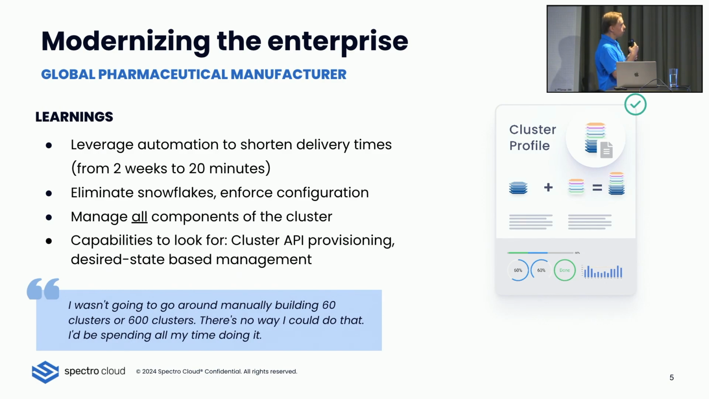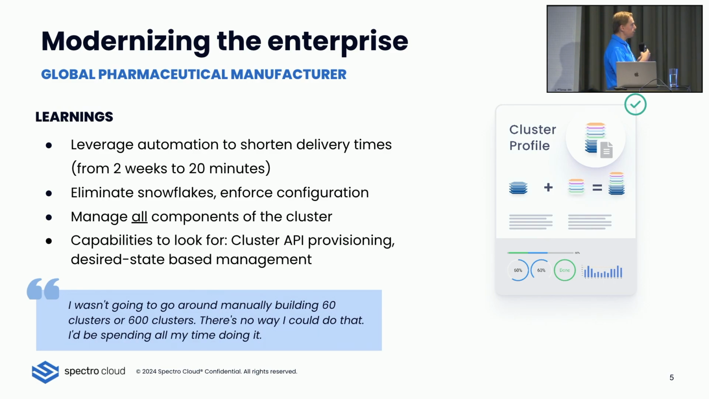What was really key for them is leveraging automation to shorten delivery time. They went from 2 weeks to deploy a cluster with all the internal procedures that they had to about 20 minutes. Take away snowflakes, go to something that our product uses called a cluster profile, where you basically define the entire state of your Kubernetes cluster as a layer cake, and you apply that on a cluster, you use that to build a cluster, and you use that to make changes to clusters.